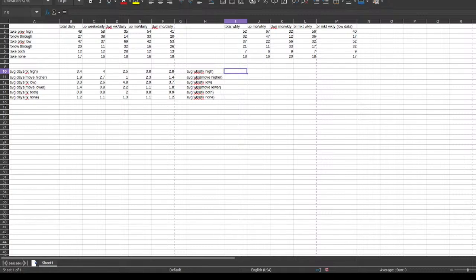So I don't know if we're going to use 4 or 4.25. We can use 4. I don't think it's going to kill us.